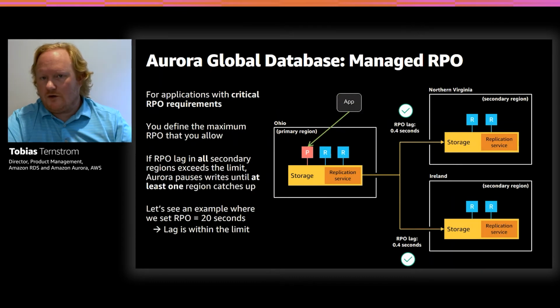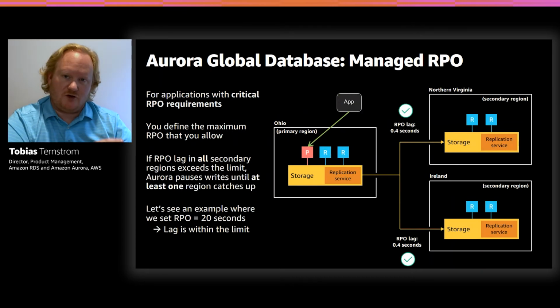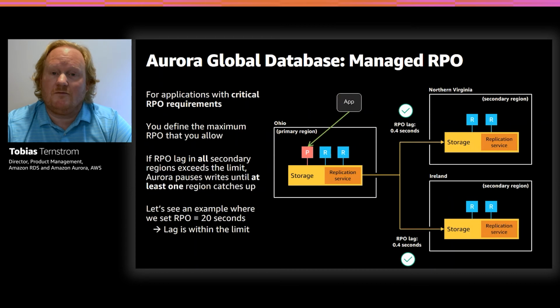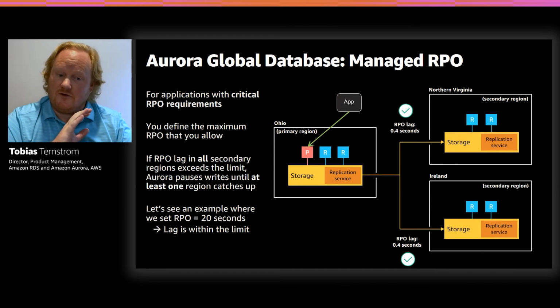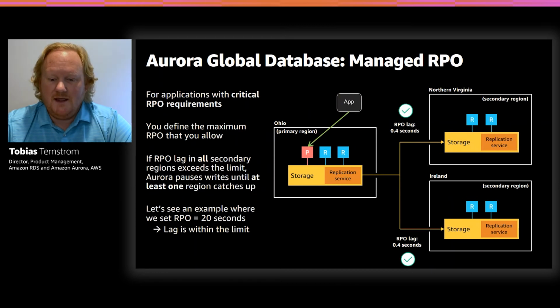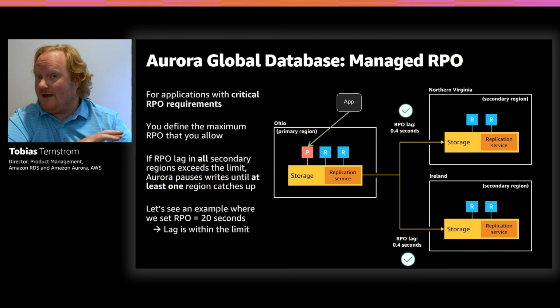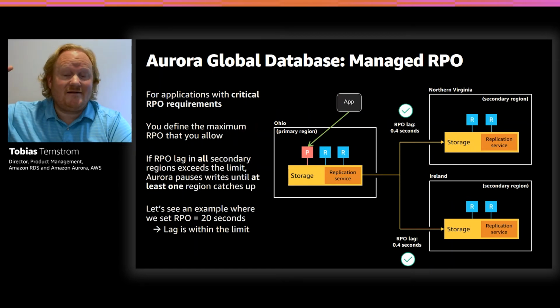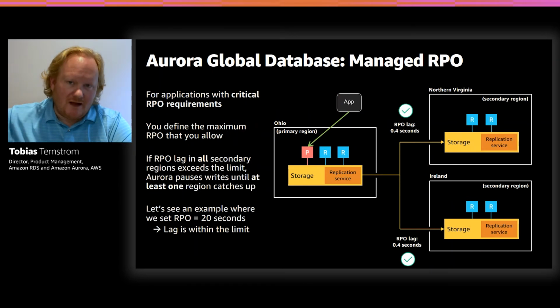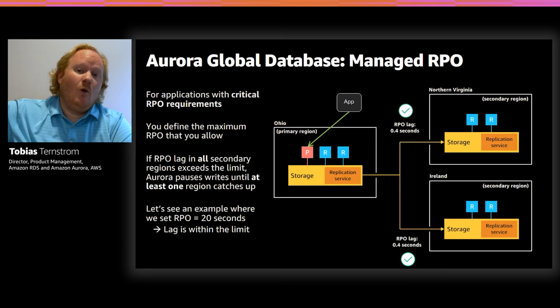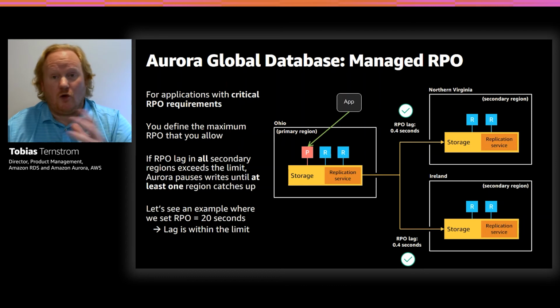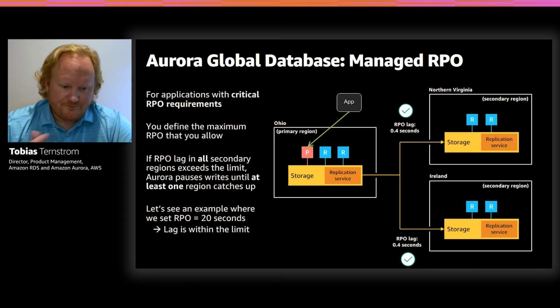Well, on Aurora PostgreSQL, where we supported it first, and it's on our roadmap for MySQL, we have this configuration called Managed RPO. What you do is you basically tell the cluster how far behind I'm okay to be: at least one of my secondary regions has to be within this RPO. As long as one of them is fine, I know I'm protected. So let's take a look at what we could do here.